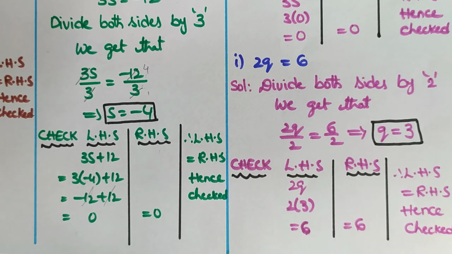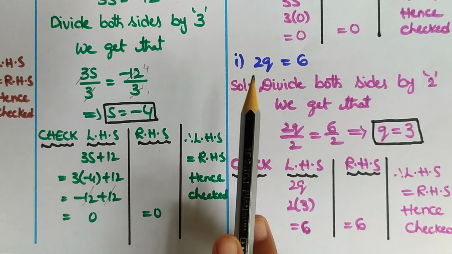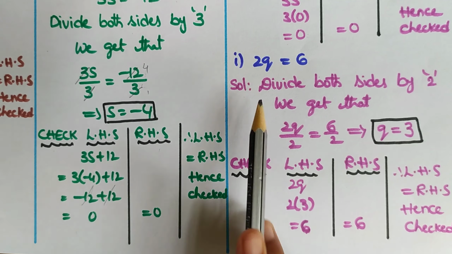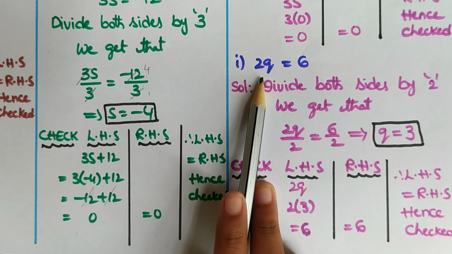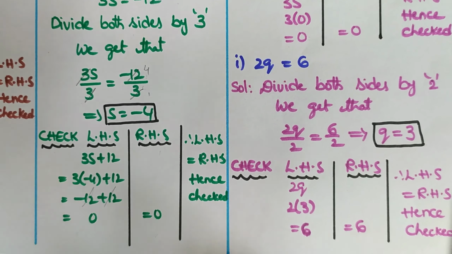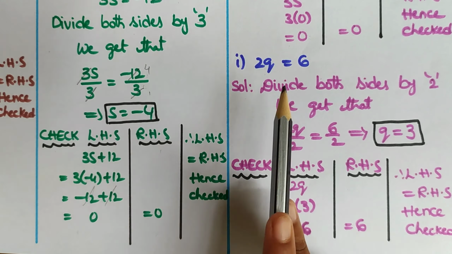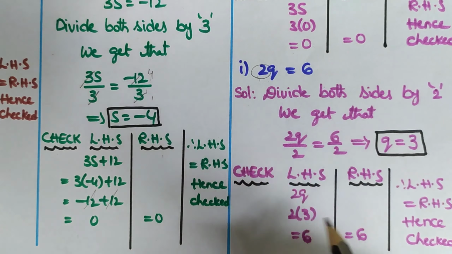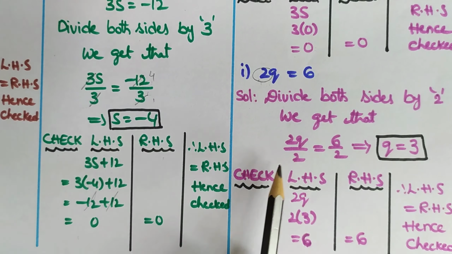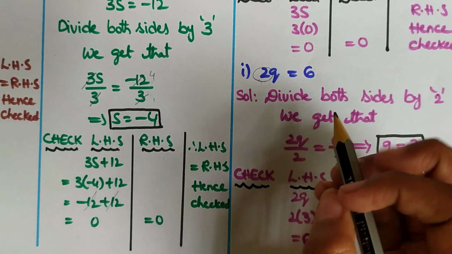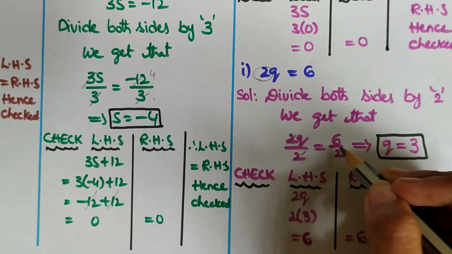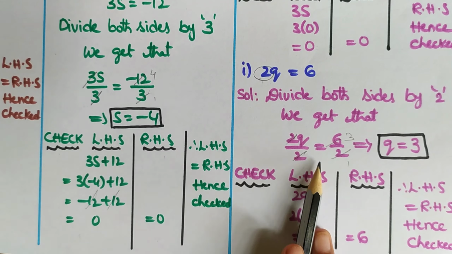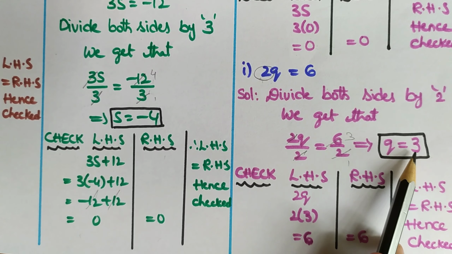Okay friends, now let us see I bit. That is 2 into q is equal to 6. So here 2 into q, 2q. Here multiplication, that means we have to do division. So divide both sides by 2. We get that 2q by 2 is equal to 6 by 2. Here 2q by 2, 2 get cancelled, and 6 by 2, 2 1s are 2, 2 3s are 6. So q is equal to 3 by 1, where q is equal to 3.